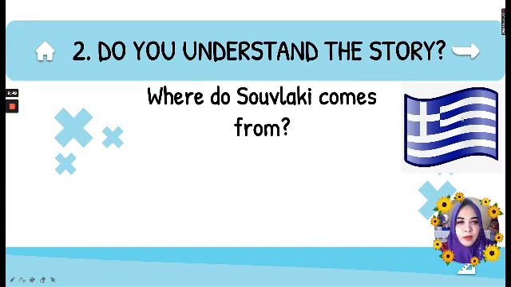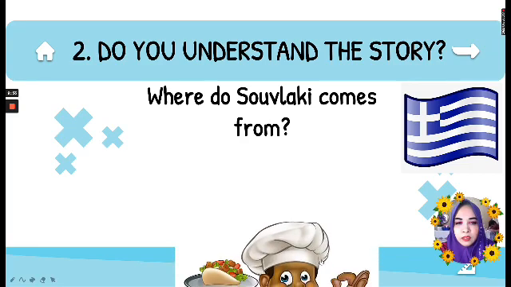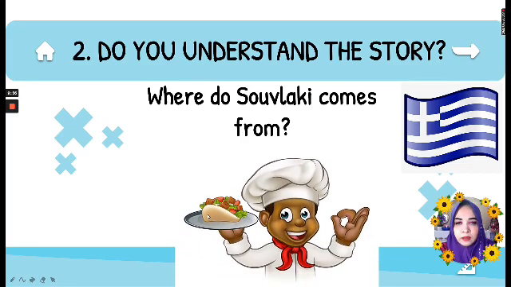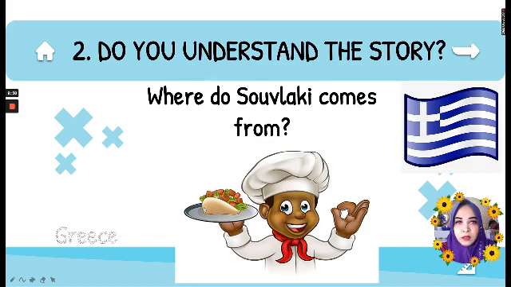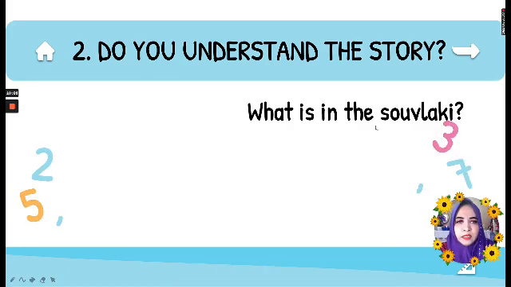Okay, this is the flag. Do you know what flag this is? Okay, this is souvlaki. See? Okay, where does it come from? It's from Greece. G-R-E-E-C-E. Ini ialah bendera Greece. Correct. Okay, what is in souvlaki?